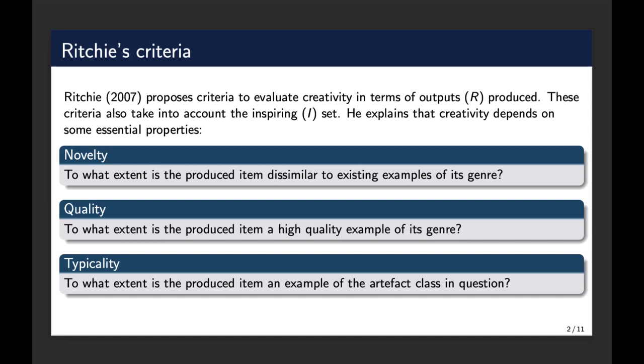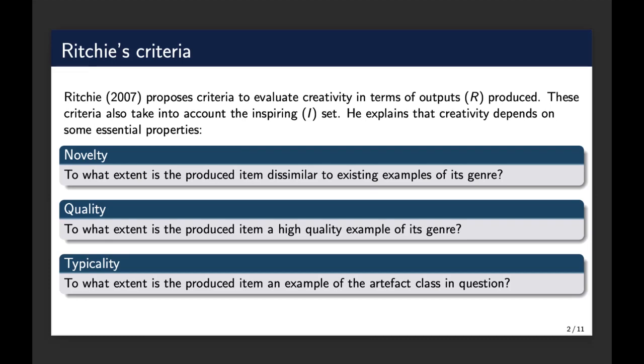It's a database of stories, and so Mexica uses them to produce new stories. Now, Ritchie proposes criteria, and for this we need to understand the basic, essential properties that we need to observe in the output of the systems. Those are novelty, quality, and typicality. They are important and they have been pointed out before.